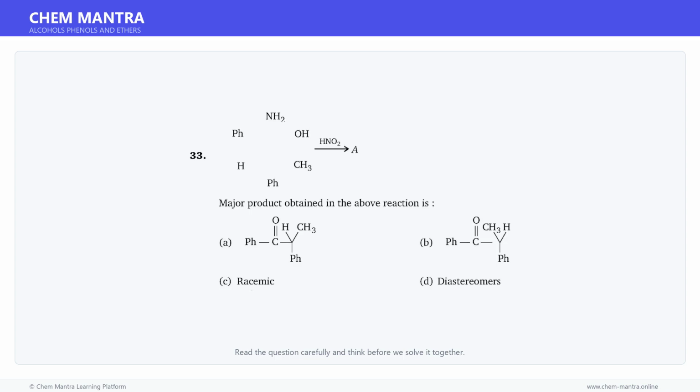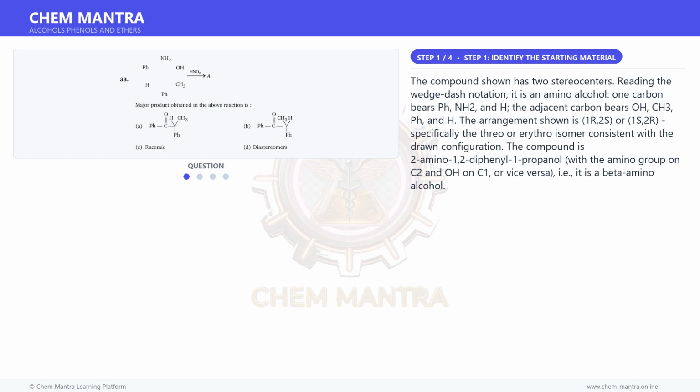Here is a question. Read it carefully and think about the answer. Let us solve it step by step. Let us begin solving this step by step. The compound shown has two stereocenters.